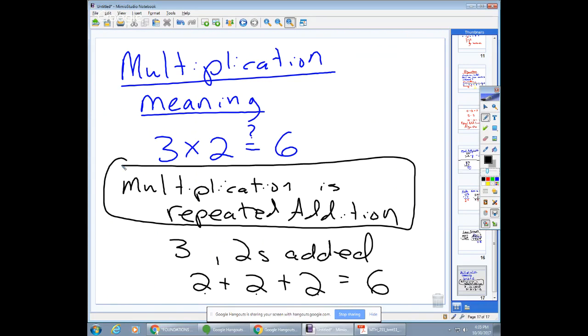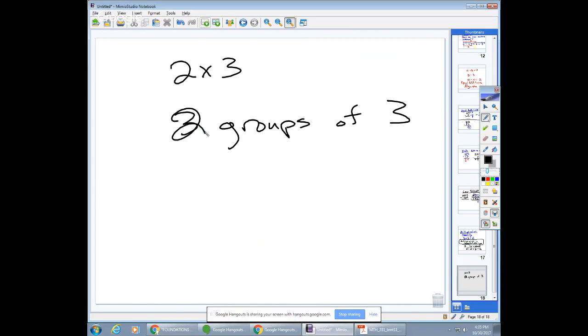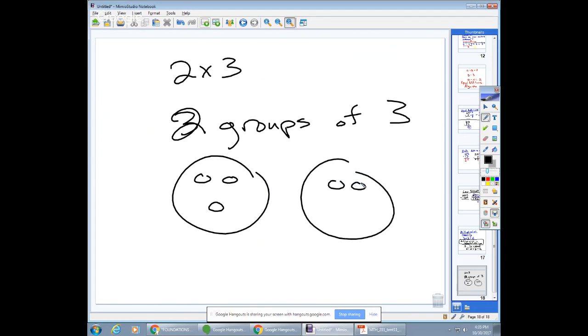Anybody want to volunteer their example and meaning? I had 2 times 3 as well. Okay, and how did you illustrate, how did you explain it? I did little blocks, 2 groups of 3 blocks. So you had 2 times 3, and then you did 2 groups of 3 blocks? 2 groups of 3. So here's 1 group of 3. Here's another group of 3. All together, you have 6.